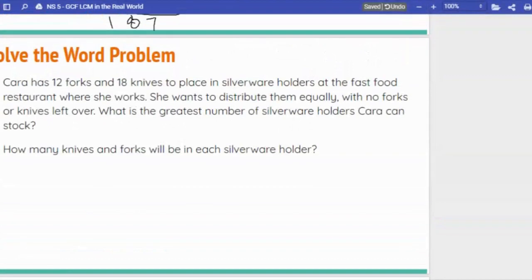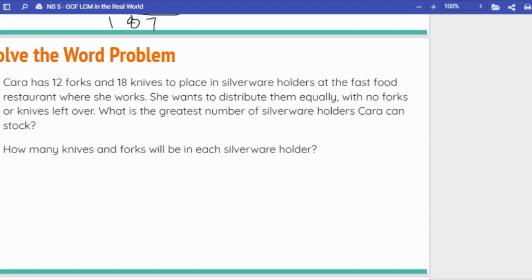Kara has 12 forks and 18 knives to place in silverware holders at the fast food restaurant where she works. She wants to distribute them equally with no forks or knives left over. What is the greatest number of silverware holders Kara can stock? And then how many knives and forks will be in each silverware holder? So pause and try it.